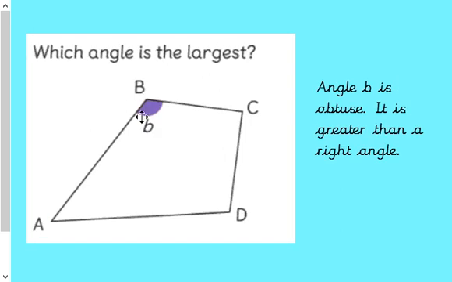Which angle is the largest? Well, this is a bit trickier without an angle finder or a protractor, but in this case, we are looking at this angle here. Angle B is obtuse. It is greater than 90 degrees. What you might need to do with this type of question is put the corner of a piece of paper up against the angle, and that will make it easier for you to see which angle is the largest.